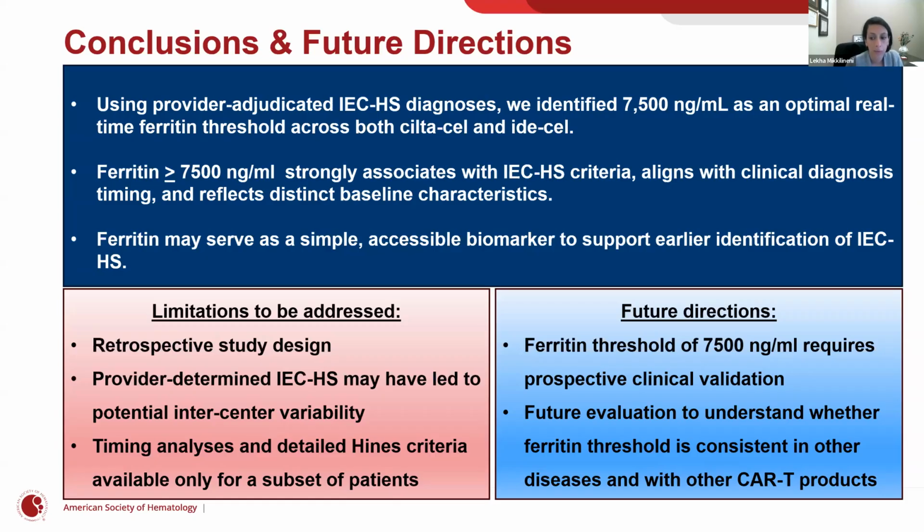So looking ahead, we really want to expand this investigation. For the 7,500 threshold, we are going to look at a prospective validation cohort, and in future evaluations, we hope to understand if the 7,500 nanograms per mL can be applied to other CAR T products and also in other disease states.